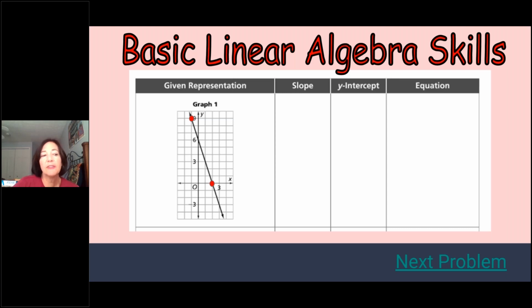Now, when we're reading a graph, it's just like when we're reading a word or a sentence, we always go from left to right. So I start at the point on the left, and I have to rise, which obviously we're not rising or going up to get to my second point.